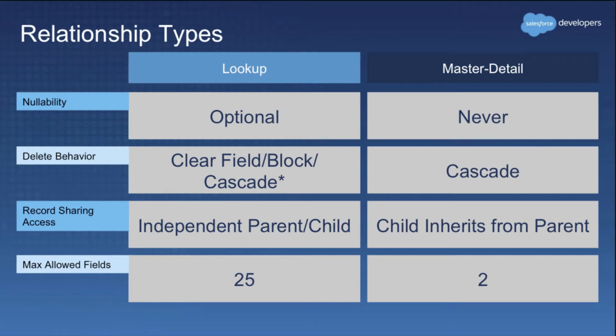The sharing, again, that record level access gets inherited from parent to child, but we only allow you to have 2 of these master detail fields. And part of the reason goes back to that sharing access. When you modify sharing on a parent and it cascades to a child, there's a background process that has to reconcile all of that.